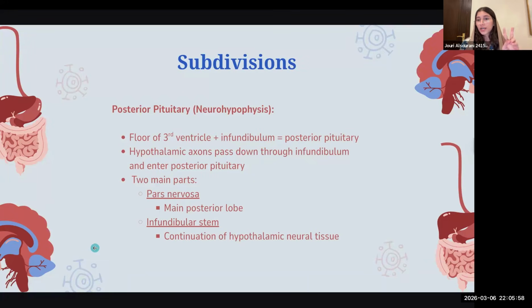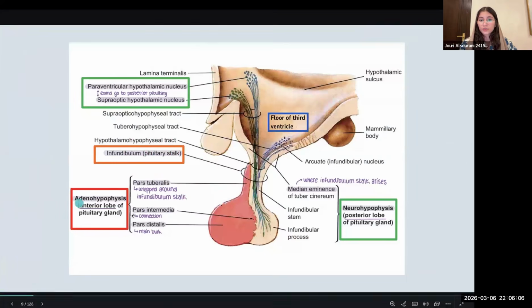And the posterior pituitary has two parts. We have pars nervosa, which is just the main part of the posterior lobe, and we have the infundibular stem, which is just, as you can see here, it's part of the infundibulum. This over here is the pars nervosa, which is the main part of the posterior lobe, sorry. And over here, we have the anterior lobe of the pituitary gland.